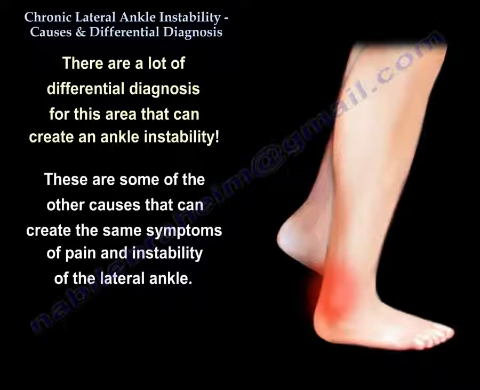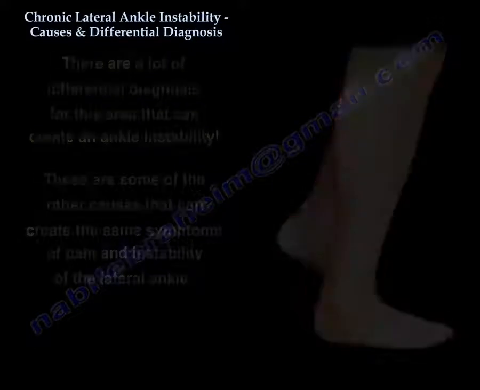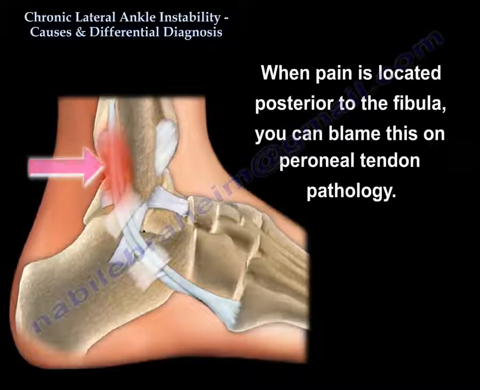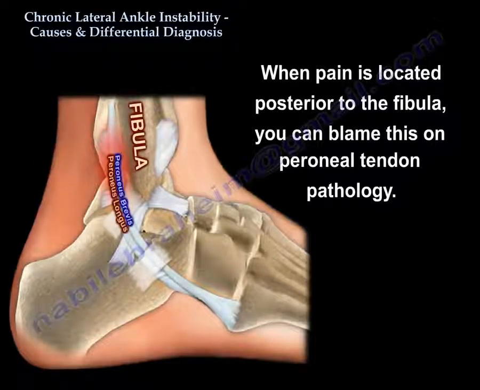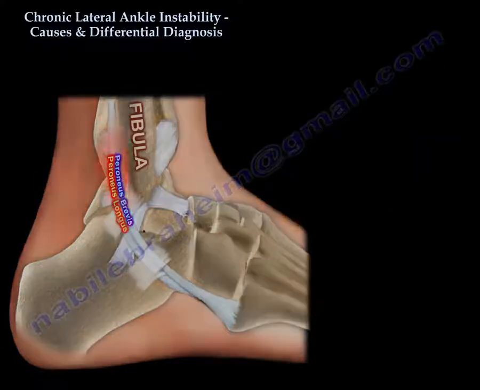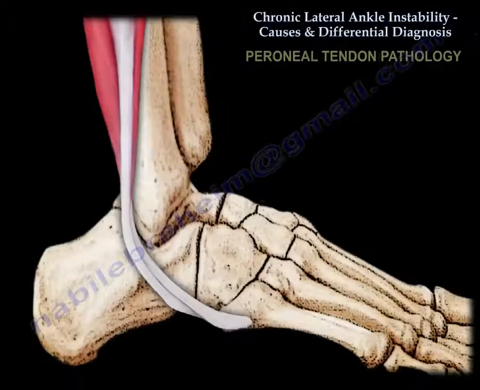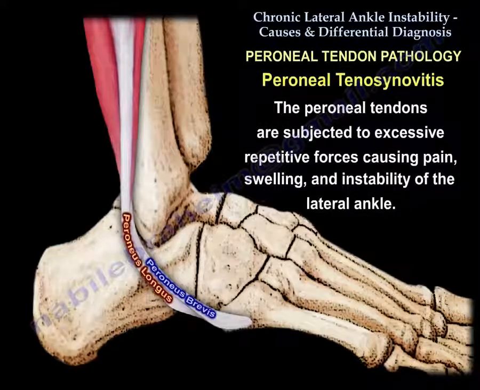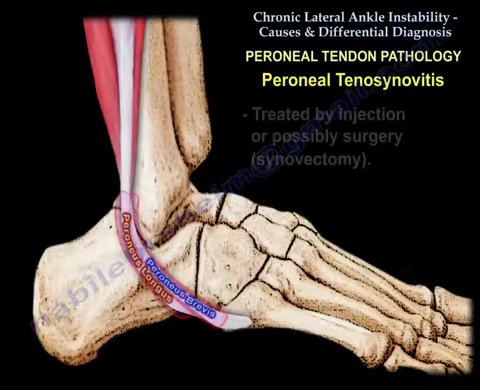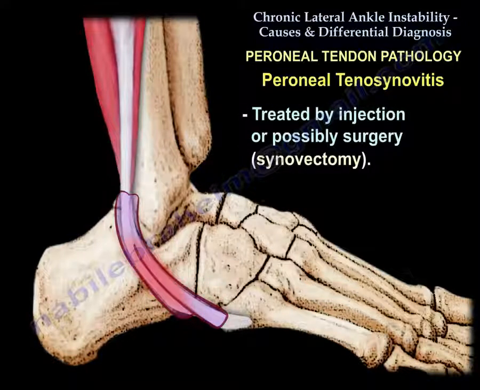These are some of the other causes that can create the same symptoms of pain and instability. When pain is posterior to the fibula, you can blame peroneal tendon pathology. Peroneal tendons are subjected to excessive repetitive forces, causing pain, swelling, and instability of the lateral ankle. Peroneal tendon pathology, like tenosynovitis, is treated by injection, maybe surgery, synovectomy.